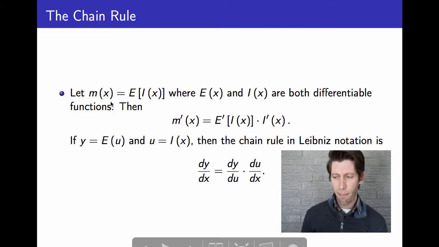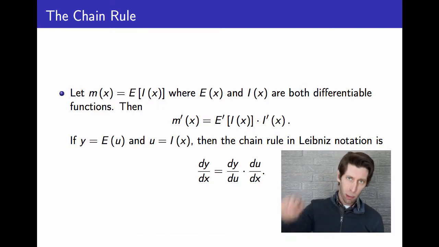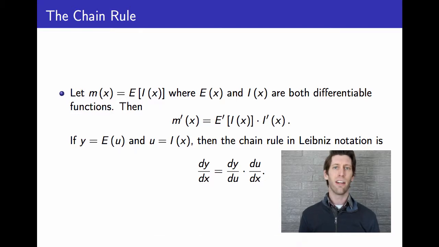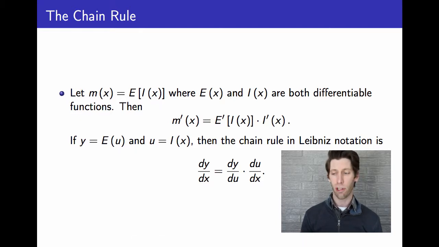So we're going to let m of x be e of I of x. You'll notice that this is one function, namely I of x, plugged into a second function, which is e of x. This is the notation that your author uses here. I stands for the interior function and E stands for the exterior function. Very frequently you'll hear these called the inside and outside functions respectively. So we have to assume here that both the inside and outside functions are differentiable.